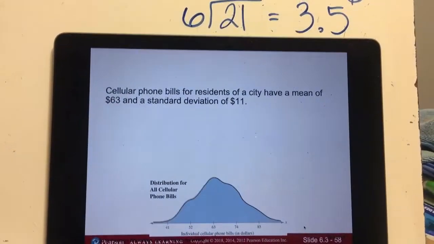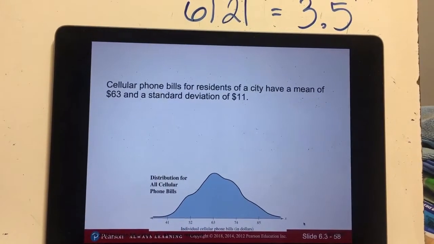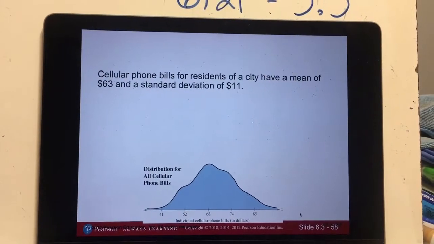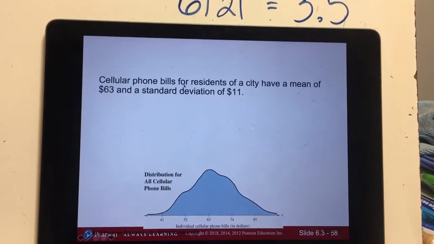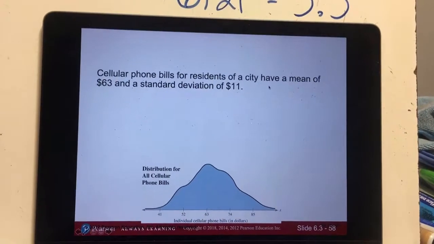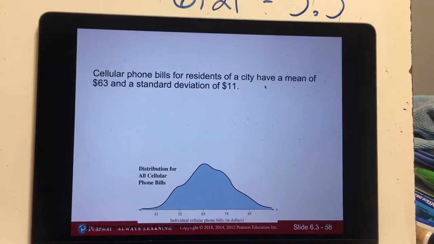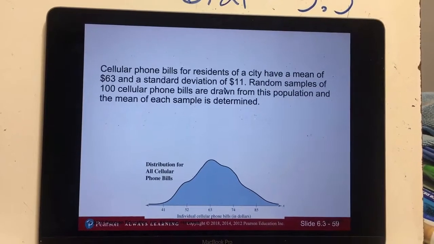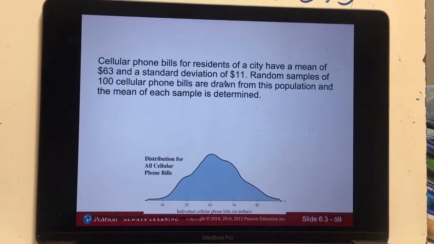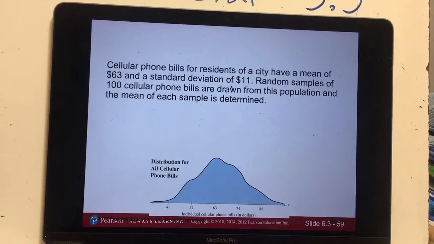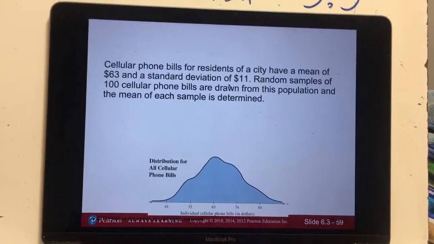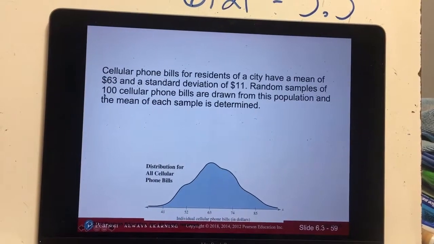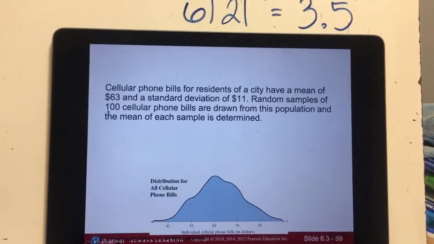Here we have cellular phone bills for residents of a city with a mean of $63 and a standard deviation of $11. That sounds like a huge population. Random samples of 100 cellular phone bills are drawn from this population, and the mean of each sample is determined. The sample size is greater than or equal to 30, therefore we can apply the central limit theorem.